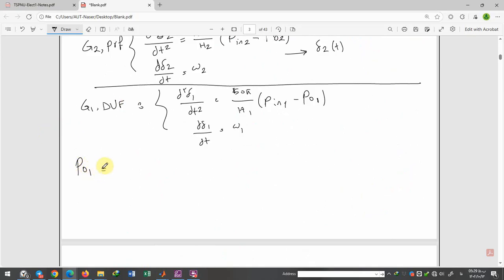PO1 is the sum over j equal to 1 to 2 of E1 prime Ej prime, Y1j magnitude, cosine of delta 1 minus delta j minus theta 1j.